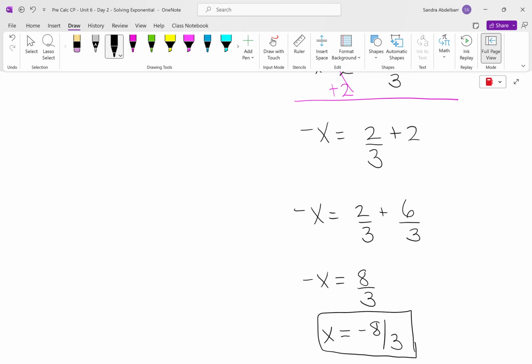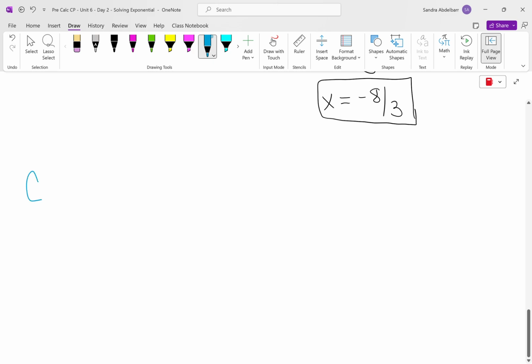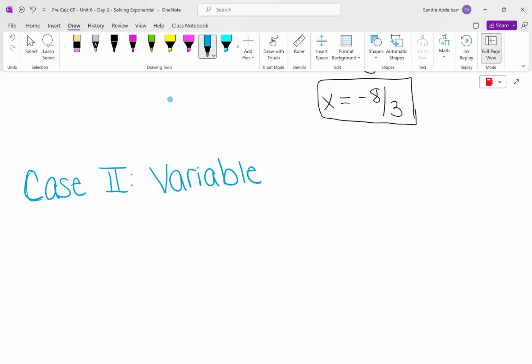All right, that's the last of that type of problem. The next ones, not too many of them, are our case 2, our second scenario, which is going to be when the variable is the base. So the first scenario was when our variable's in the exponent. Now in our second scenario, our variable is the base.